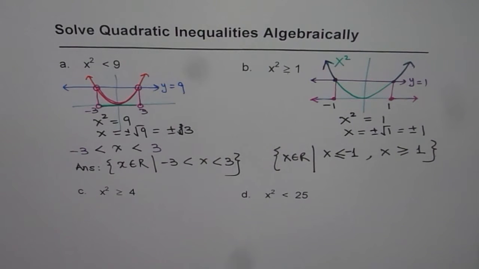So we'll do a few more questions. This is a very simple one to give you an idea. Now here we have 2 questions for you to practice. One is x squared greater than or equal to 4, and then we have x squared less than 25. Follow the method and get your solution. I hope that'll be interesting.